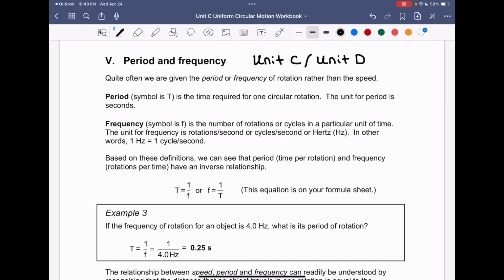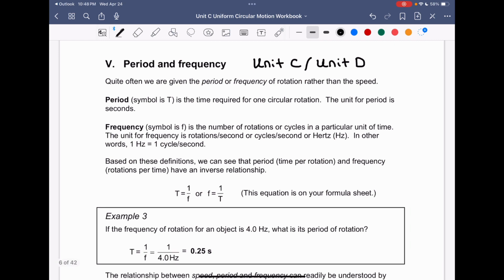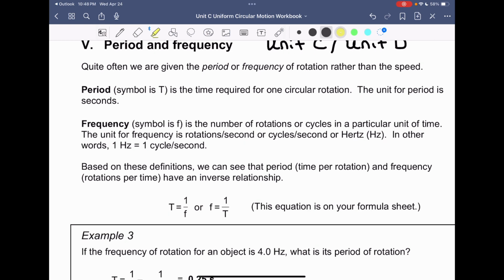So you want to be very comfortable with this. Now, according to the definitions that we're going to use, period is typically symbolized by T, and it's the time required to complete one full rotation of the given circle of a certain radius.